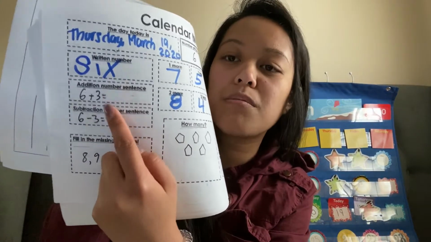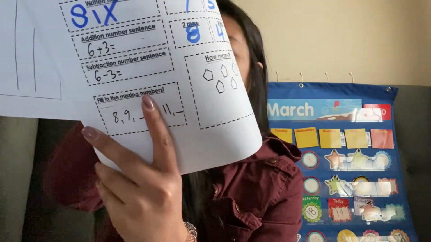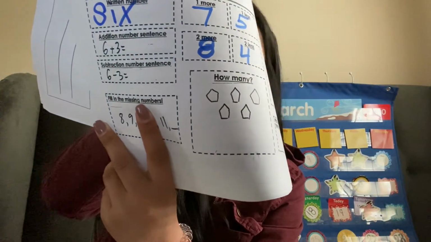And then I'm going to fill in my addition number sentences and my subtraction number sentences. Go ahead and do that with your blank piece of paper. I'm going to fill it in on mine, and then you guys can check.